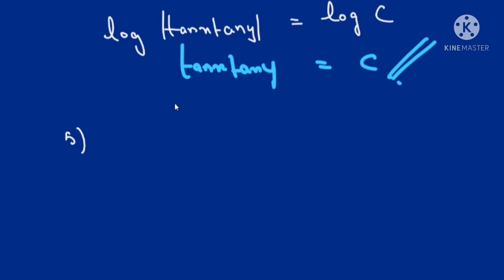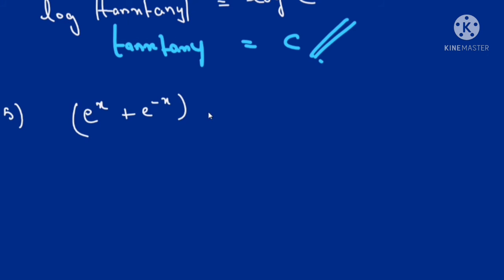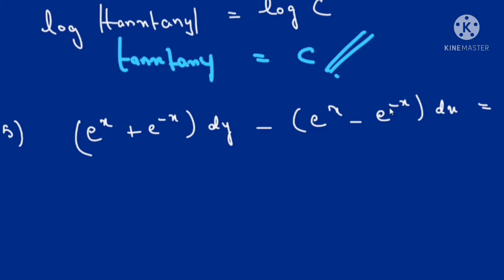Sum number 5: (e^x + e^-x) dy - (e^x - e^-x) dx = 0. So I will tell you another way. See, this side is a constant, right? So this tan x, even if it is negative, this negative goes here, minus c is again a constant, right? It doesn't matter. So you can just remove the modulus sign here.